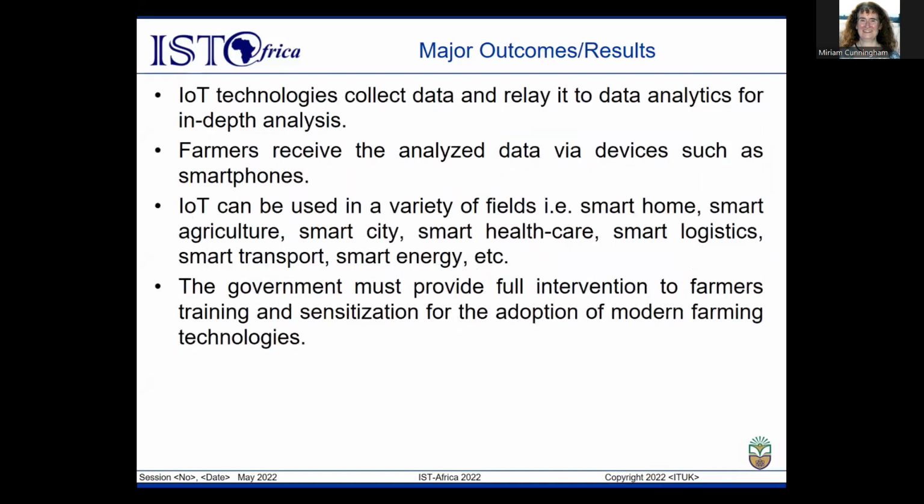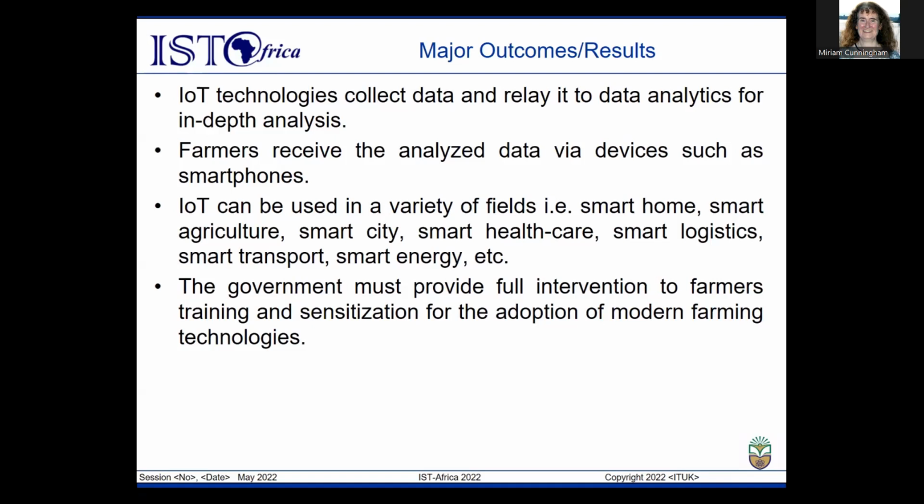In addition, IoT technologies collect data and send it to data analytics for analysis. Farmers can access this analyzed data using devices like smartphones, and farmers can then use the data to manage crop varieties, phenotypes, selections, crop performance, soil quality, pH levels, irrigation, and fertilizer application amount.